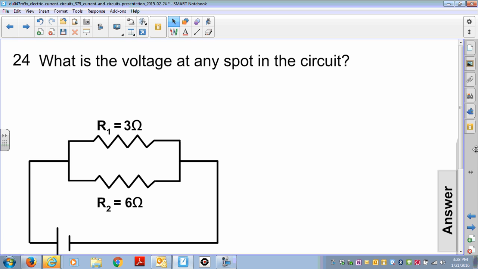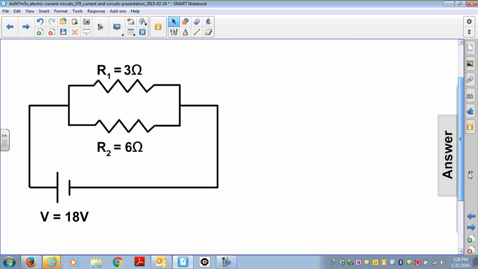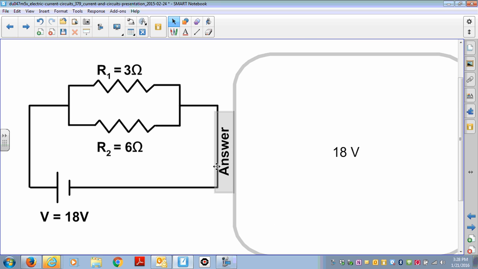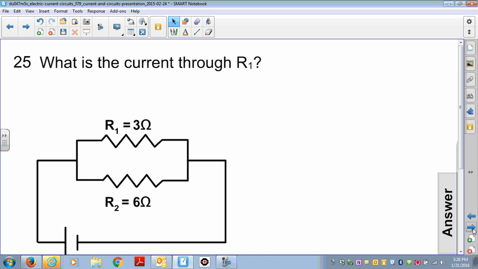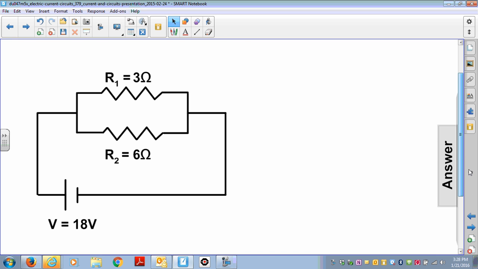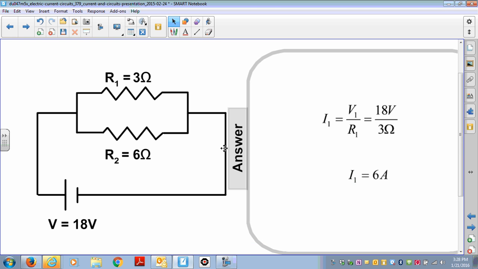What is the voltage at any spot in this circuit? Hopefully we're able to answer that immediately. It is 18 volts because it is a parallel circuit. What is the current through R1? Go ahead and pause the video. Okay, so remember, the current is going to be V1 divided by R1, which is 18 divided by 3. That gives us 6 amps.